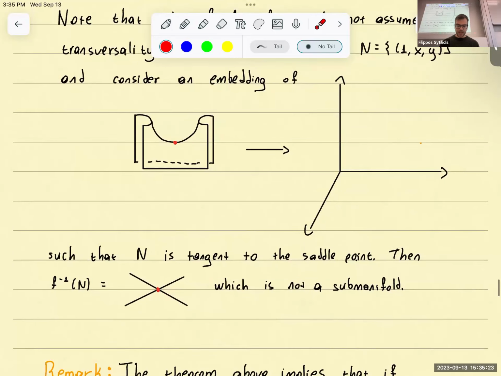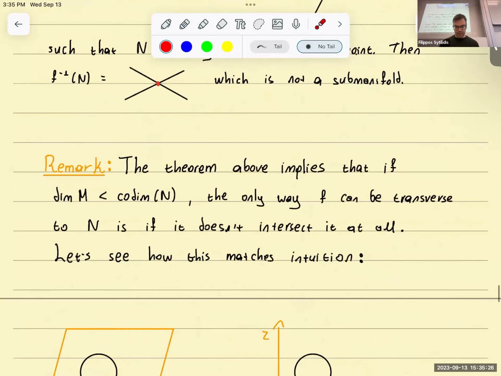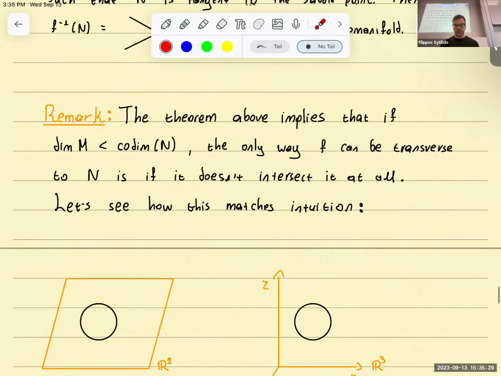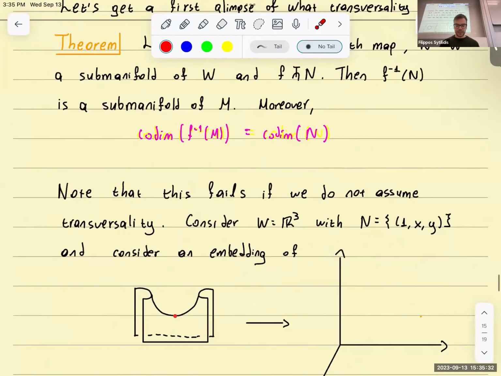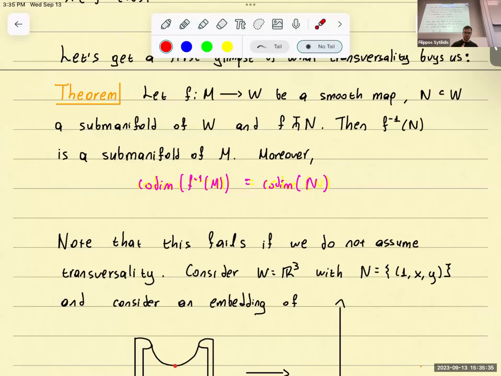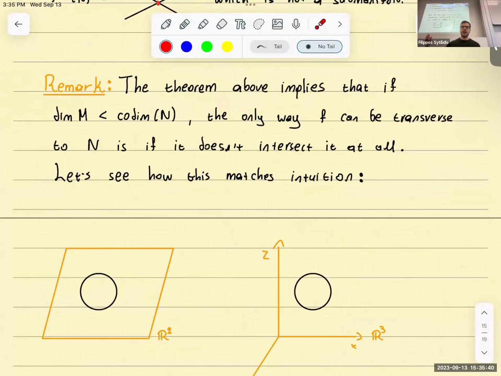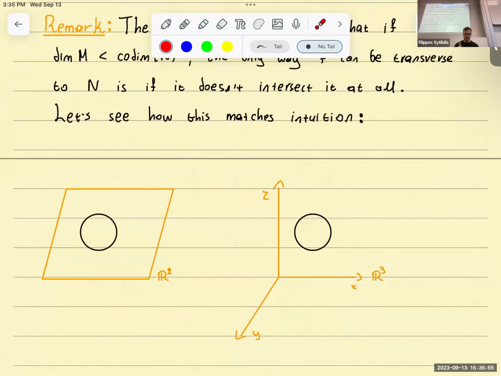An important thing to keep in mind is that one of the things this theorem implies, this identification of the codimensions, is that if the dimension of M is actually less than the codimension of N in W, then the only way in which F can be transverse to N is if it doesn't intersect at all. So I think the punchline here is that whether a map is transverse to a submanifold highly depends on what the ambient space is.